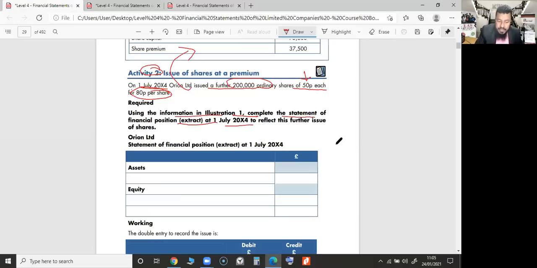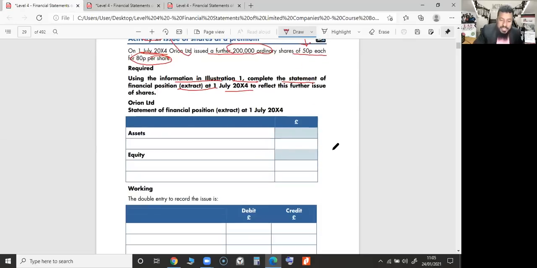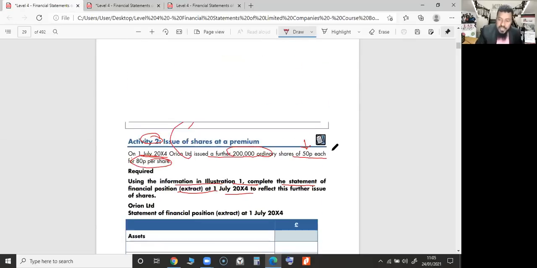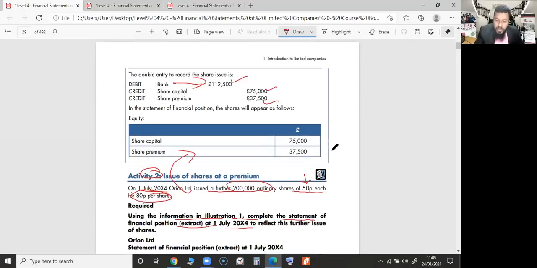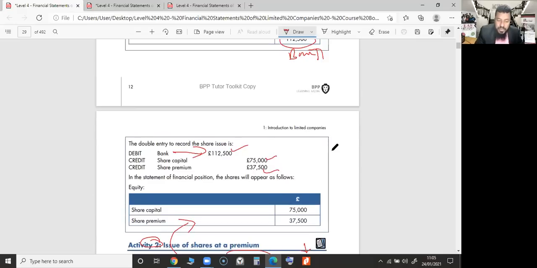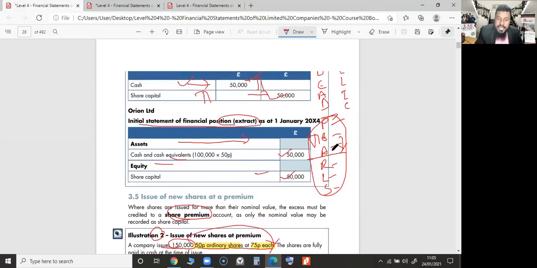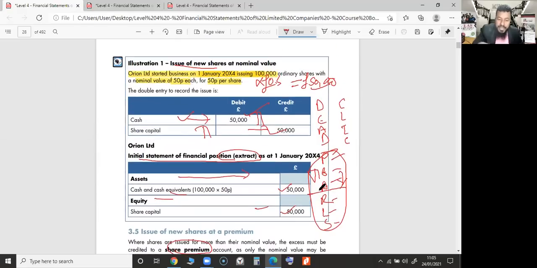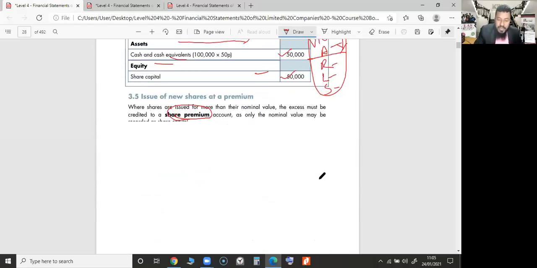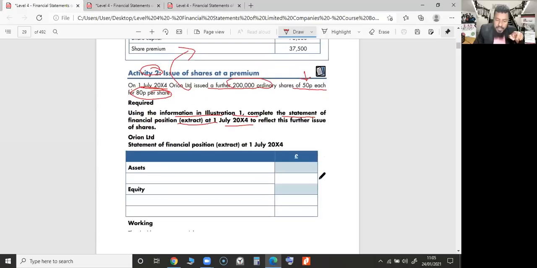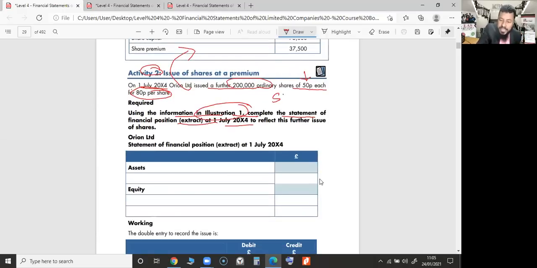My question is, how much is the cash they have raised? They already had 112,500. Sorry, illustration 1, they said, not illustration 2. In illustration 1, they had 50,000 cash. This activity 2, they said go to illustration number 1. So I'm just bringing that 50,000 for you. 50,000 cash they had already.